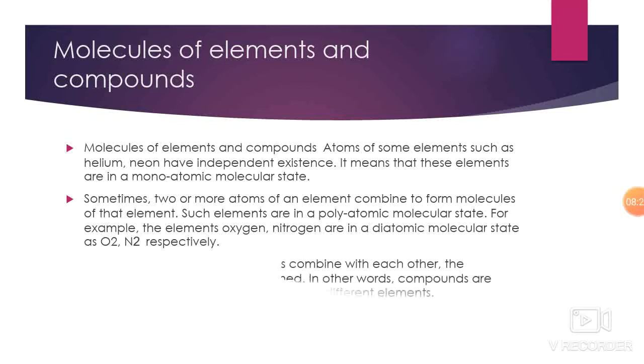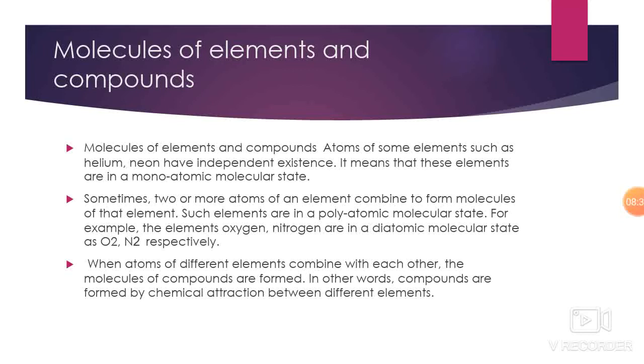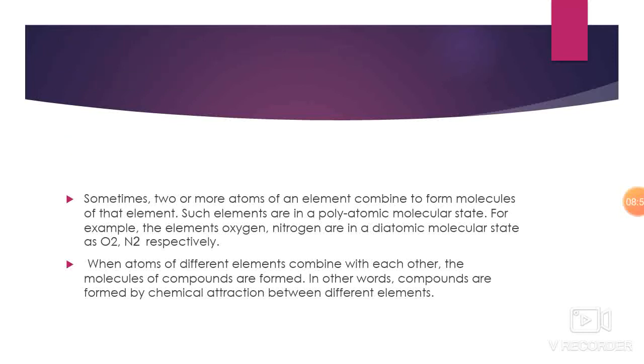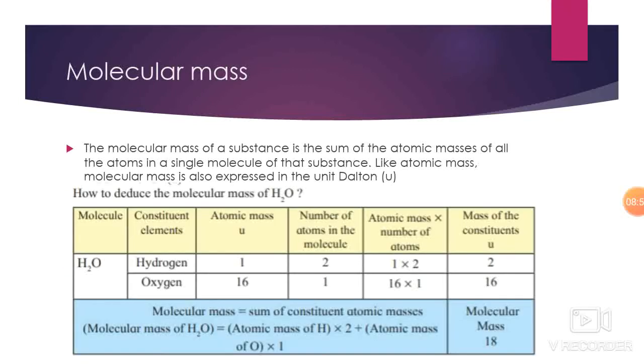When atoms of different elements combine with each other, the molecules of compounds are formed. In other words, compounds are formed by chemical attraction between different elements. So, how are compounds formed? Compounds are formed when atoms of different elements combine. Okay, this was the molecules of elements and compounds.